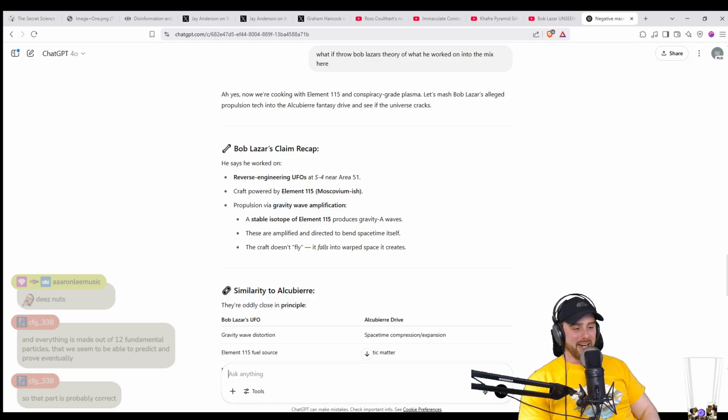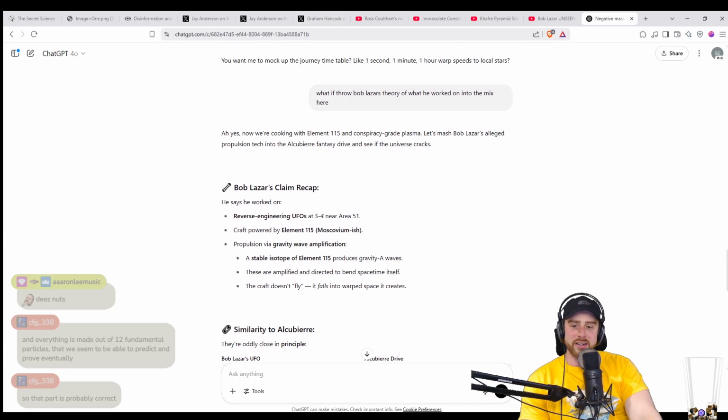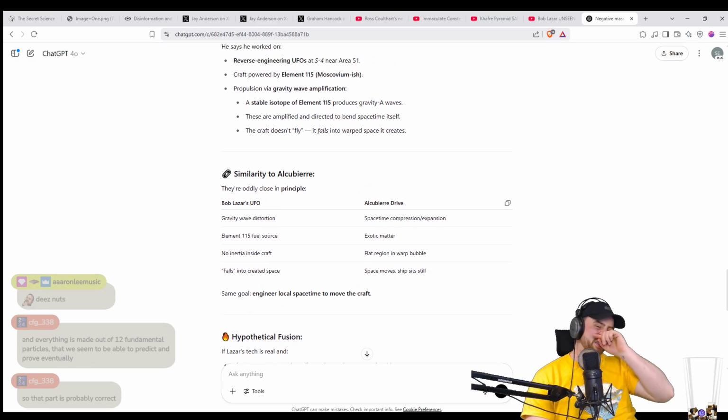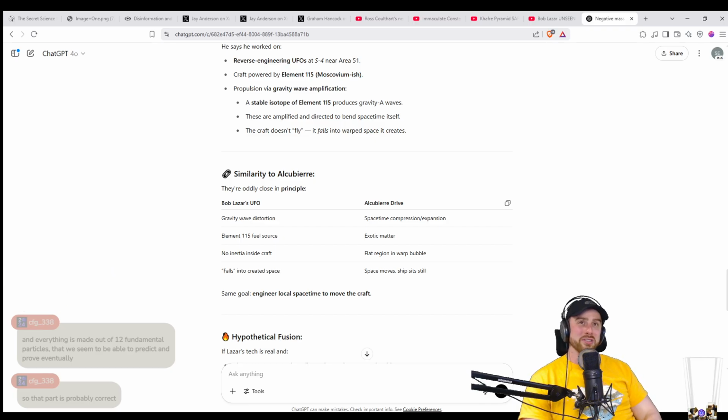Yeah. Everything's made out of 12 fundamental particles that we seem to be able to predict and prove eventually. So that part is probably correct. So let's see here. They're oddly close in principle. Yes, suspiciously close, aren't they? The Alcubierre drive. It's almost like Miguel was watching Bob's interviews and said, I could do the theory out of this and be famous.